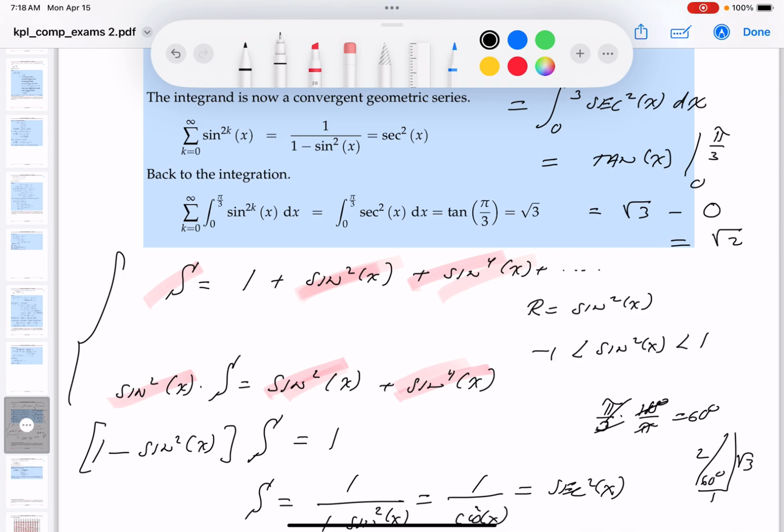So what do you get? Final answer of root 3. It's just going to be root 3. And we're done. Thank you.